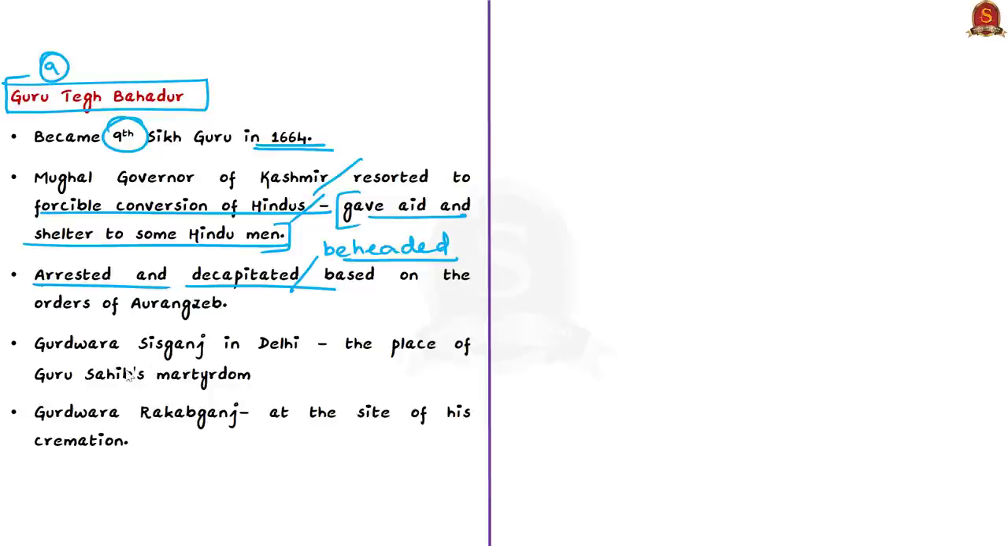And very importantly, we should note that today the discussion is about Guru Tegh Bahadur. He is widely respected as a person who gave his life for a religion which is not his own religion. That is a special note about this Guru. The Gurdwara Sisganj in Delhi stands at the place of Guru Sahib's martyrdom, and the Gurdwara Rakabganj stands at the place of his cremation.